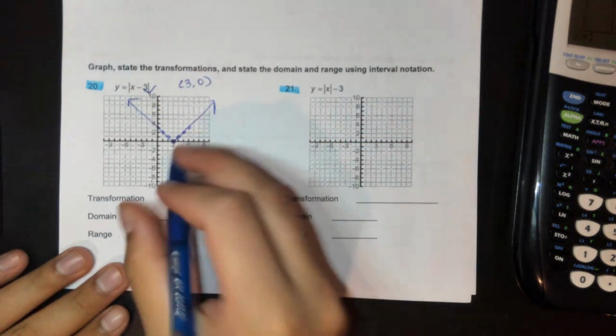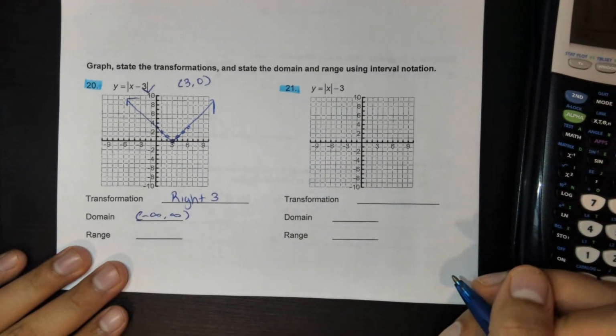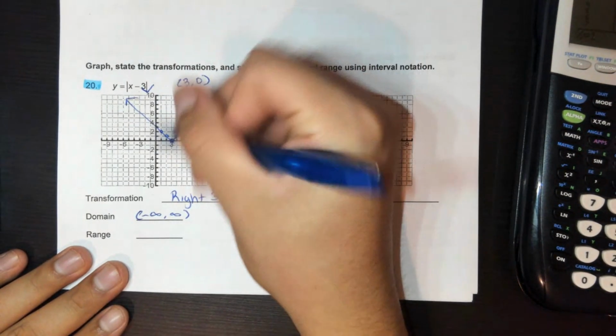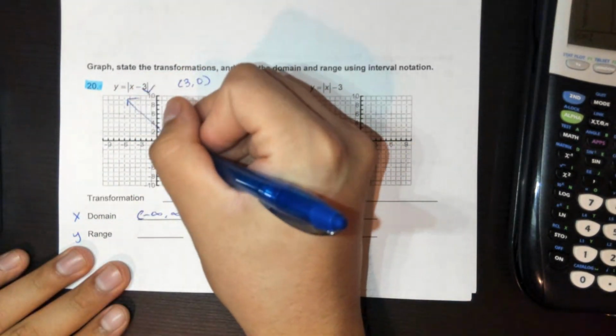The domain for absolute values is always negative infinity to infinity. And then the range represents the y value. So domain was the x, range is the y. The y values start at 0 and then keep going up to infinity. So bracket 0, infinity.